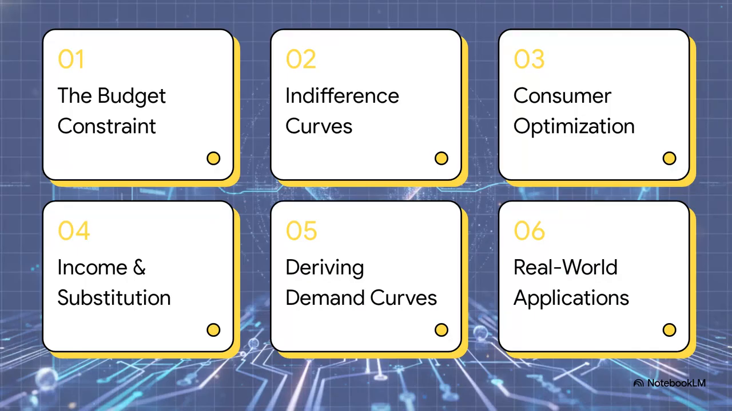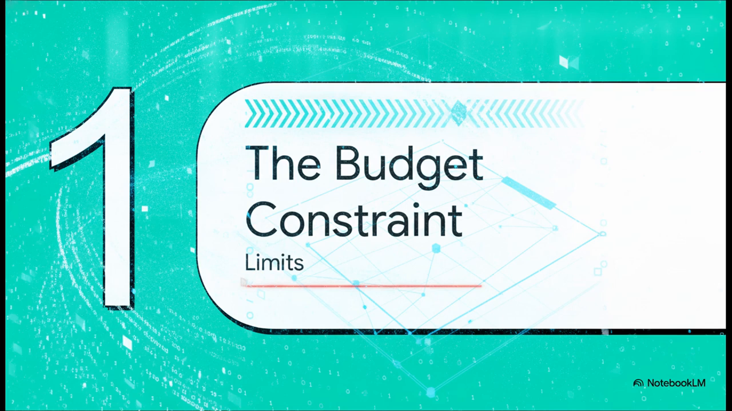So, to figure out how it does that, we're going to run a diagnostic on our consumer OS. We're looking at: 1. Limits and the budget constraint, 2. Desires and mapping indifference curves, 3. Consumer optimization, 4. Income and substitution effects, 5. Output and deriving demand curves, and finally 6. Real-world applications.